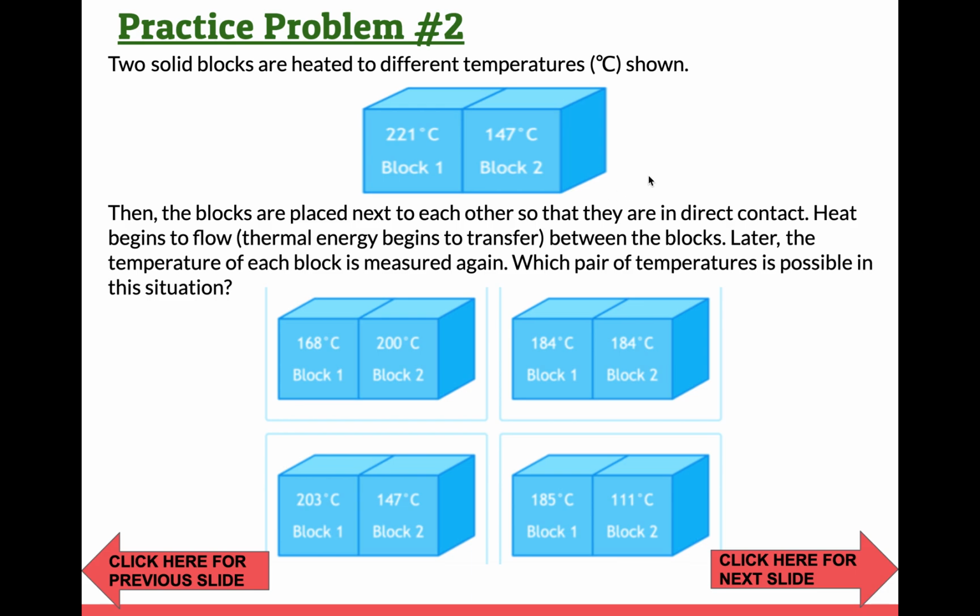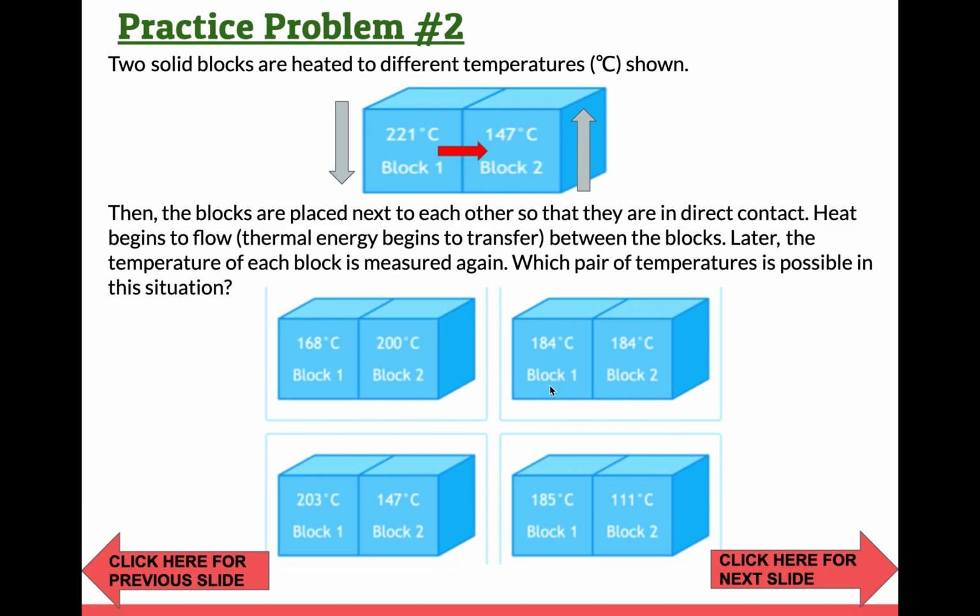Well, let's think about it. Block 1 is 221 degrees. Block 2 is 147 degrees. So thermal energy will transfer from block 1 to block 2. Since block 1 is hotter, it's going to transfer some thermal energy to block 2. Now, if block 1 loses thermal energy to block 2, that means its temperature will start to drop. And if block 2 gains thermal energy from block 1, that means block 2's temperature is going to rise.